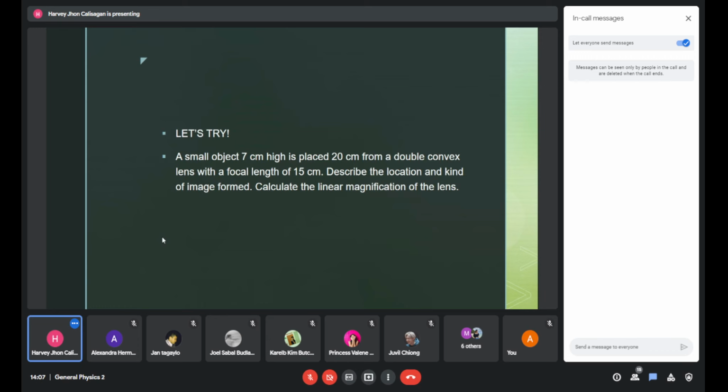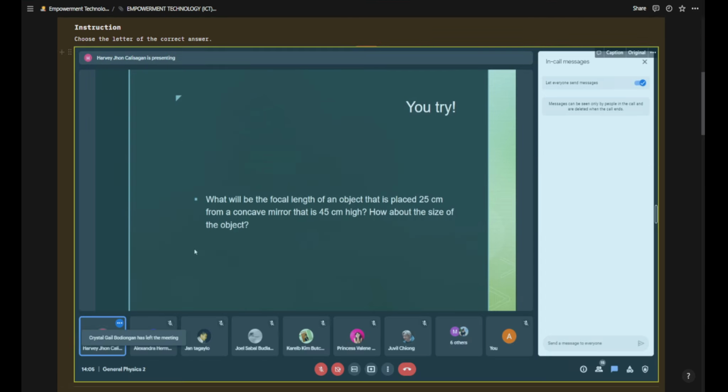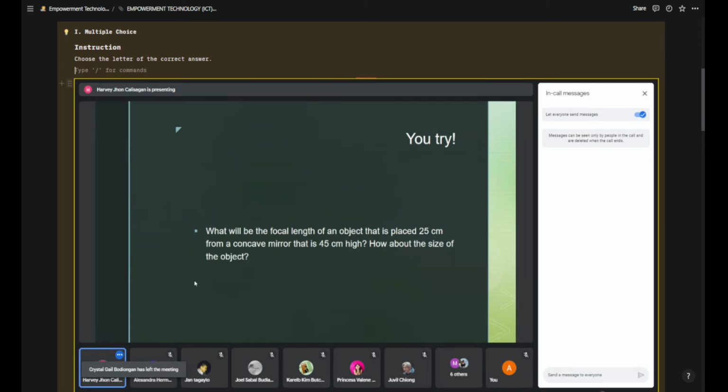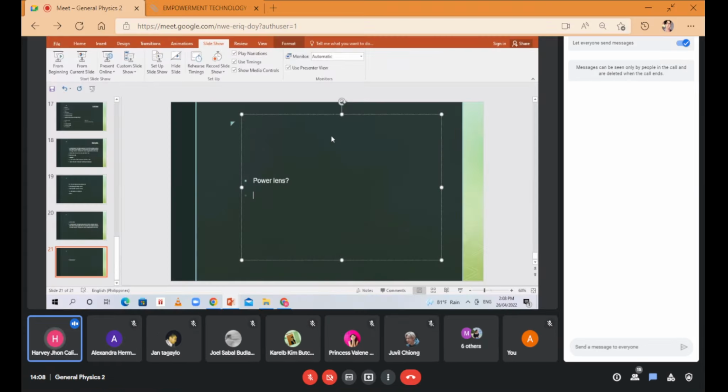Okay. So, before we end our class, one more discussion. So how about the power of the lens?